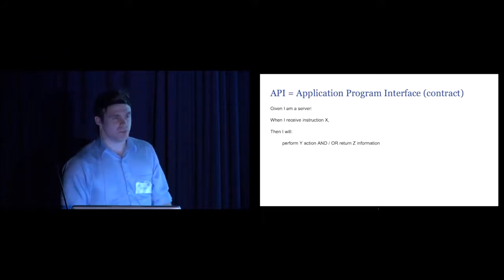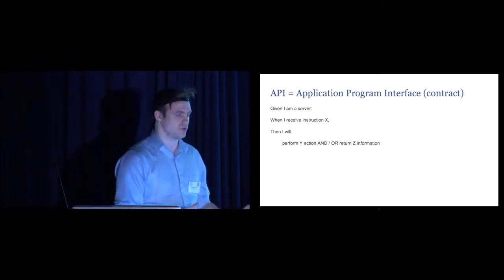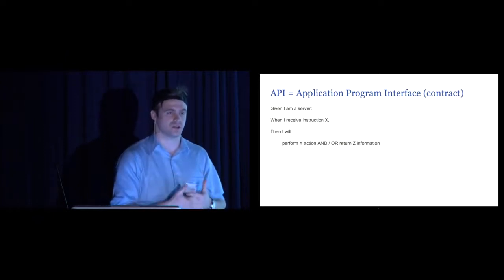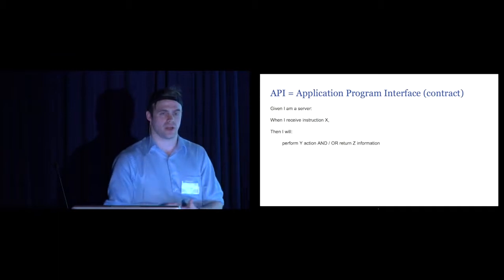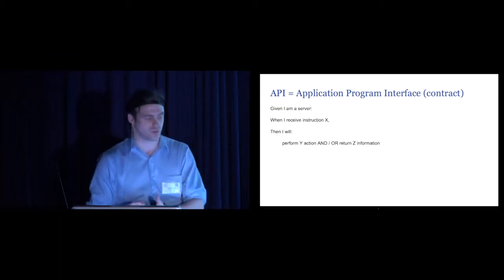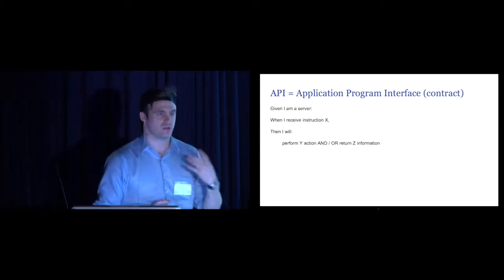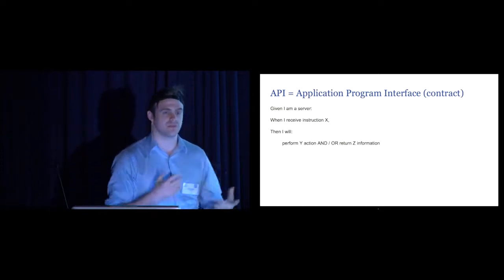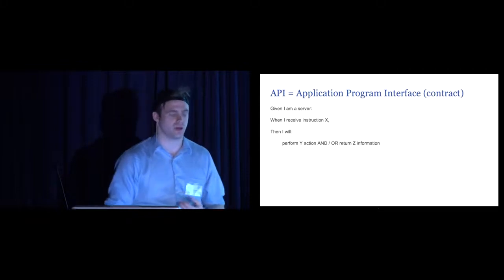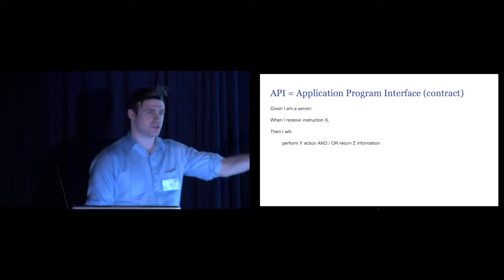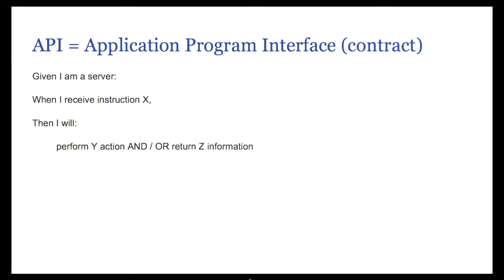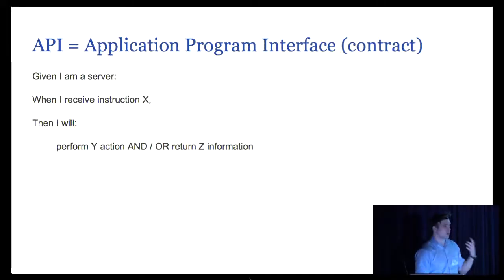So what is an API? An API is an application program interface. The way that I think about this is it is a contract between two applications. One is the application, one is the program. And the general format of that contract is a given-when-then statement. So given I'm a server, when I receive instruction X, then I'm going to either perform an action or retrieve some data. And so why do we actually create APIs?